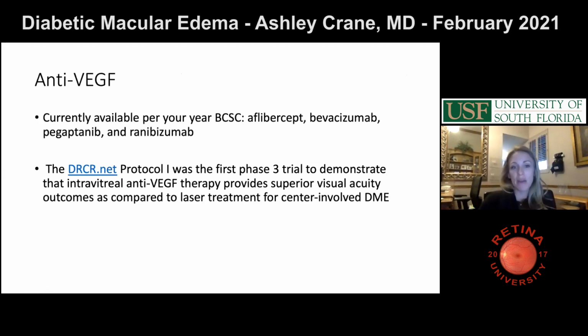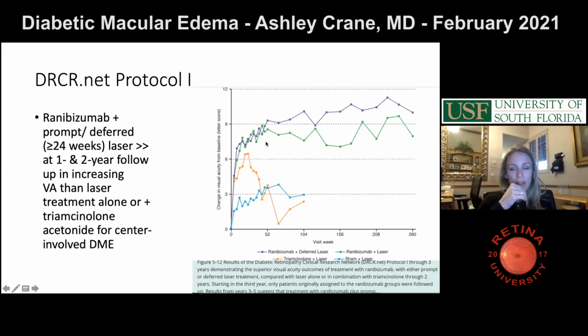The DRCR.net Protocol I was the first phase 3 trial to demonstrate that intravitreal anti-VEGF provides superior visual acuity outcomes as compared to focal laser for center-involved DME. So that's important to know. And let's look at some of the DRCR.net protocols. So this is Protocol I, and we can see that it's comparing ranibizumab with prompt or deferred laser to triamcinolone with laser or sham with laser.